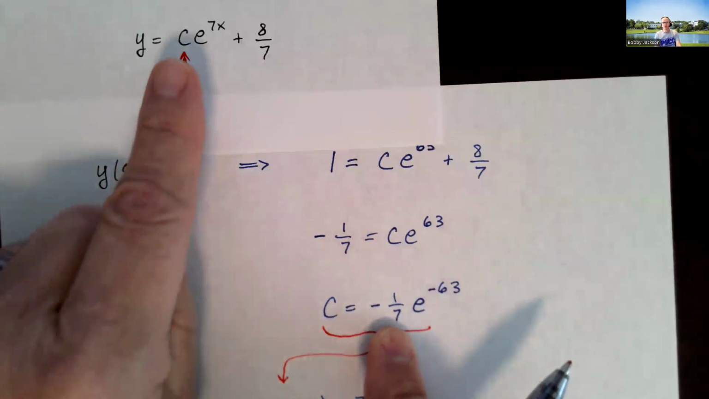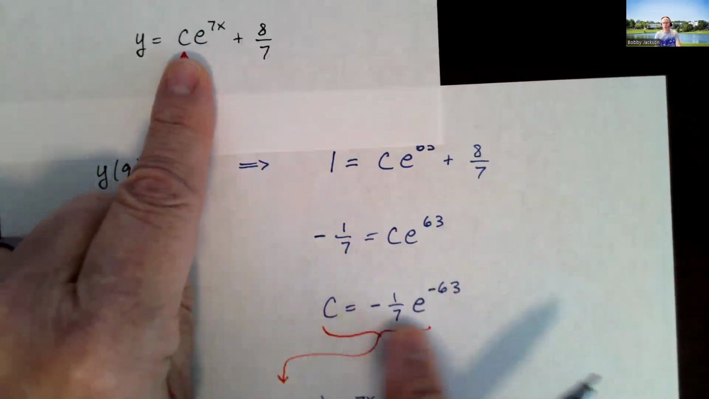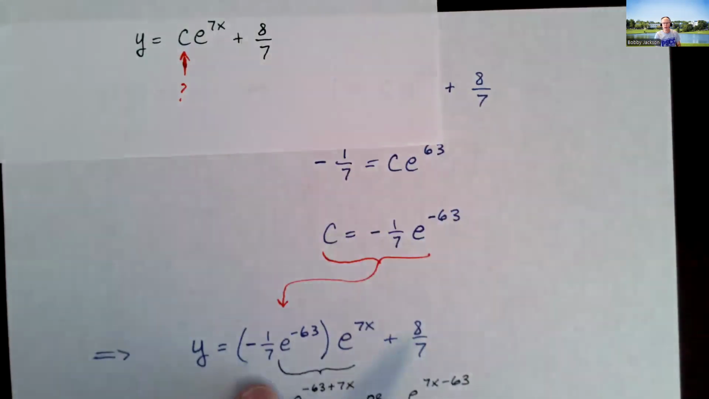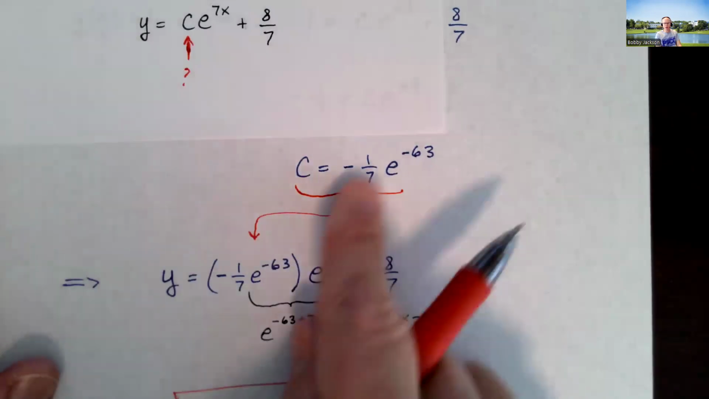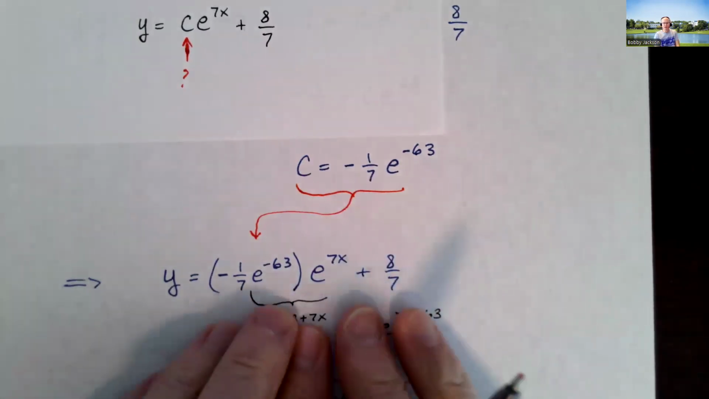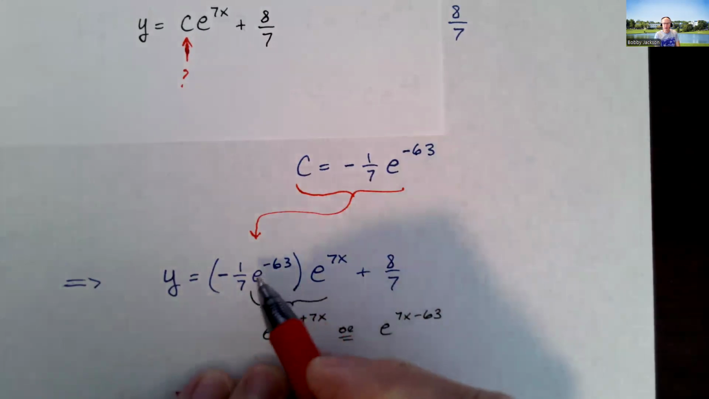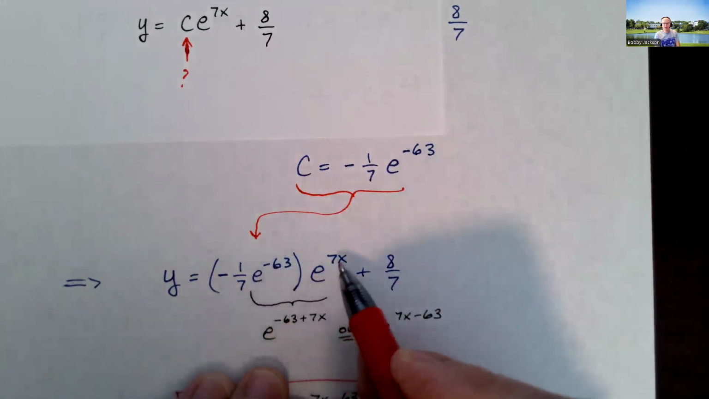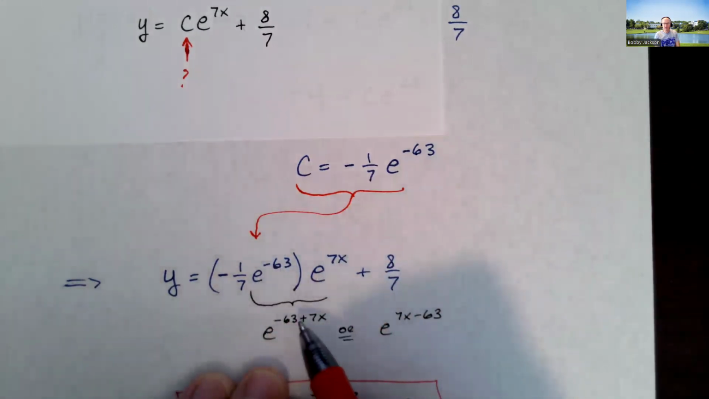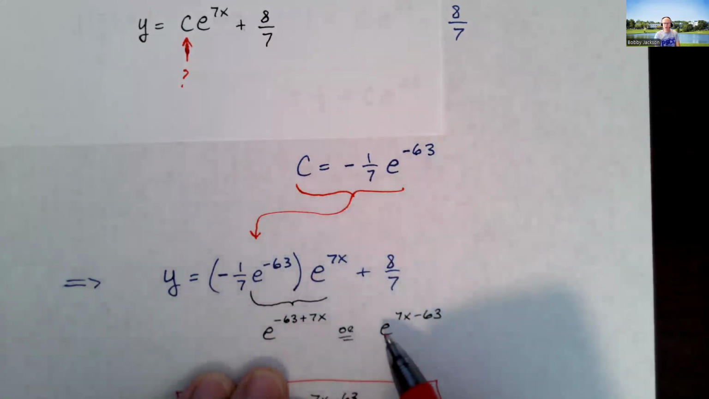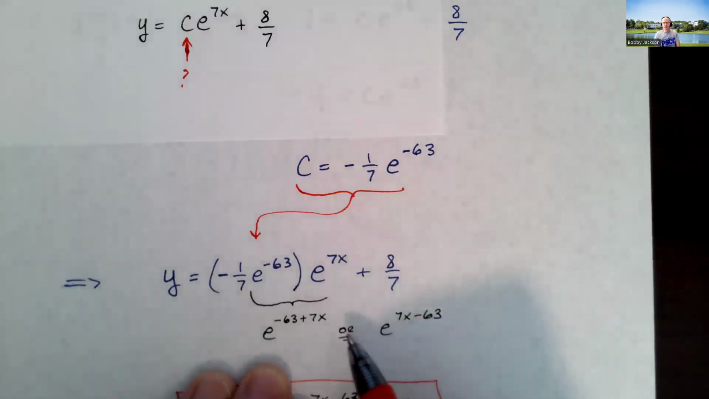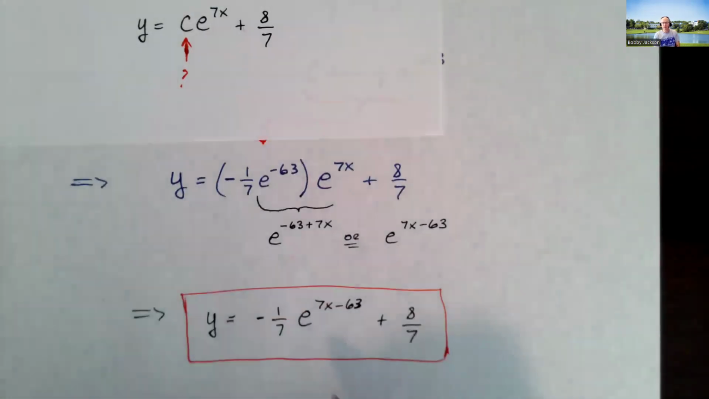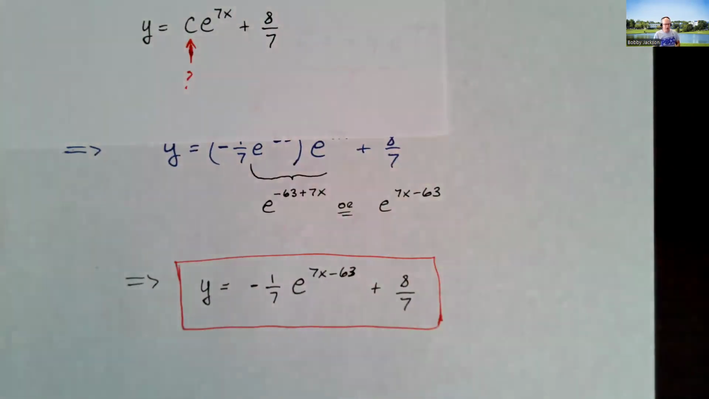Okay. So again, I'm going to replace this c with this whole thing. And when I do so, I get this right here. I'm just replacing that c with this whole thing. And this is the solution. We can clean this up a little bit. Remember, e to the negative 63 times e to the 7x, I can write as e to the negative 63 plus 7x, or, which is a little prettier here, e to the 7x minus 63, same thing as that. So that's what I wrote my final answer as there, circled in the box for this particular solution.